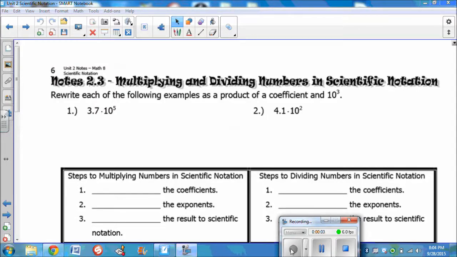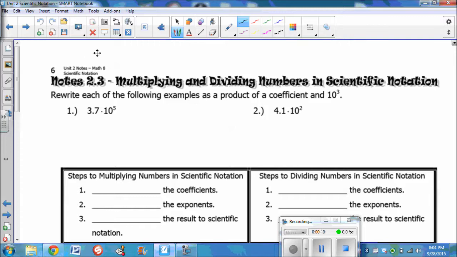Multiplying and dividing numbers in scientific notation. So let's do a quick review, because this keeps coming back to us each time we have to adjust numbers from standard form to scientific notation, or if they're already in scientific notation and we need to fix them a little bit.